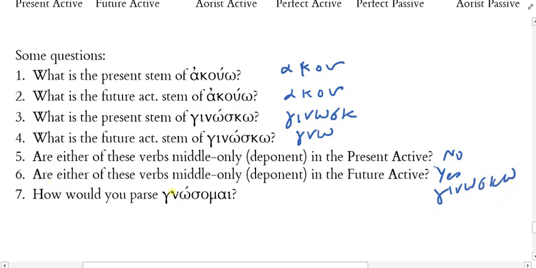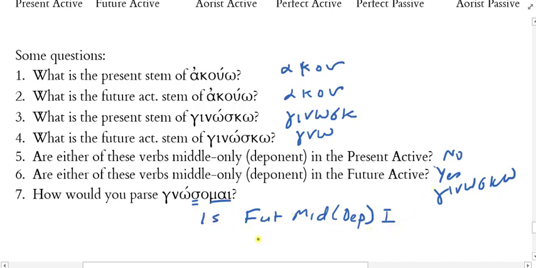All right, how would you parse gnosomai? And then how would we translate it? That's, I guess, even more important. So, looking at the sigma, what does that tell you? It's future, okay, and it's middle. And if you want to put deponent in parentheses, okay, future, middle, or future, middle, deponent. Okay, and it's indicative, right? Okay, and then mai tells you it's first singular.